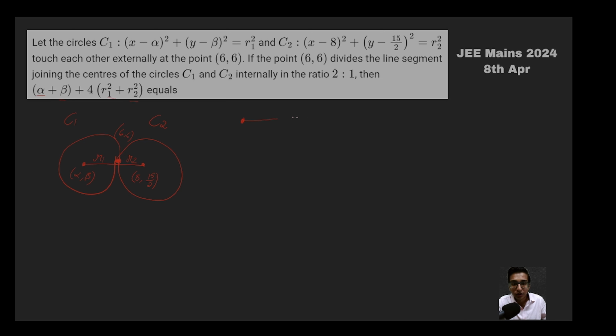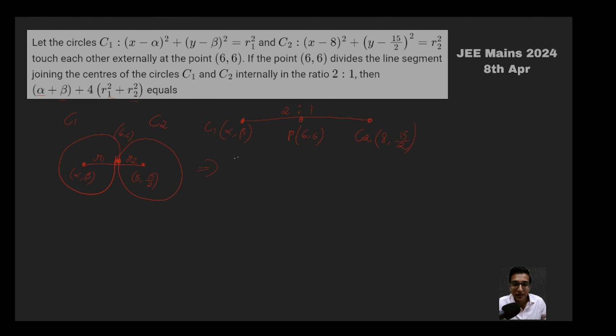So basically what do we know from here is that this is my point (alpha, beta). This is, let's say, my point P, which is (6, 6), and this is my another point C2, this is C1, which is (8, 15 by 2). So by using again the section formula that we had studied in straight lines, using this ratio and the point in between, we can find out the values of alpha and beta. So once we found out alpha and beta, of course we can use the distance formula between the centers of the circle and (6, 6). We would be able to find out our radiuses as well.